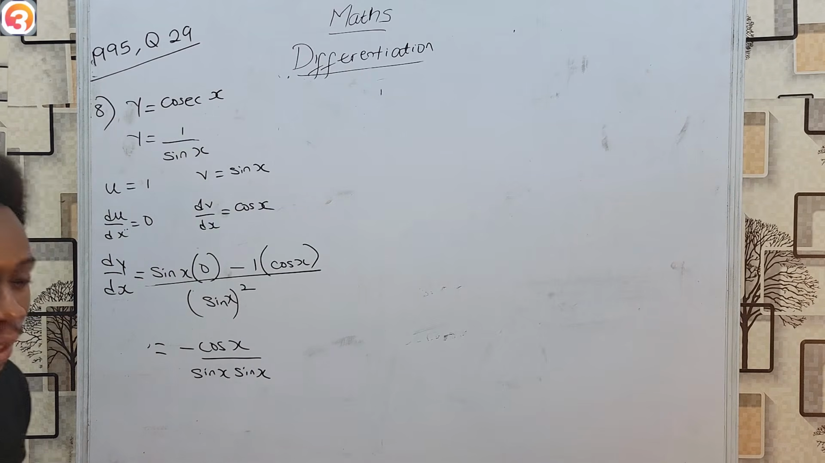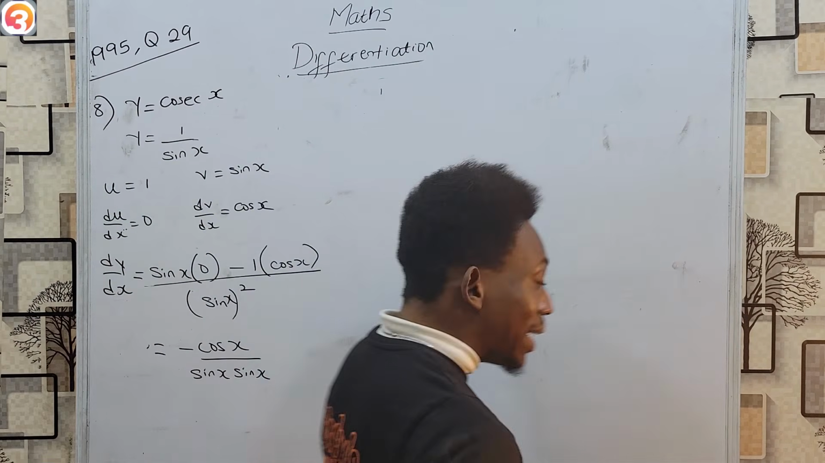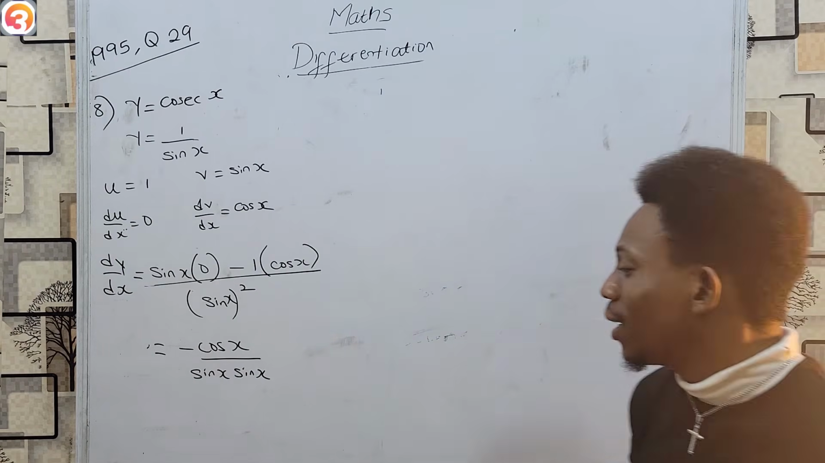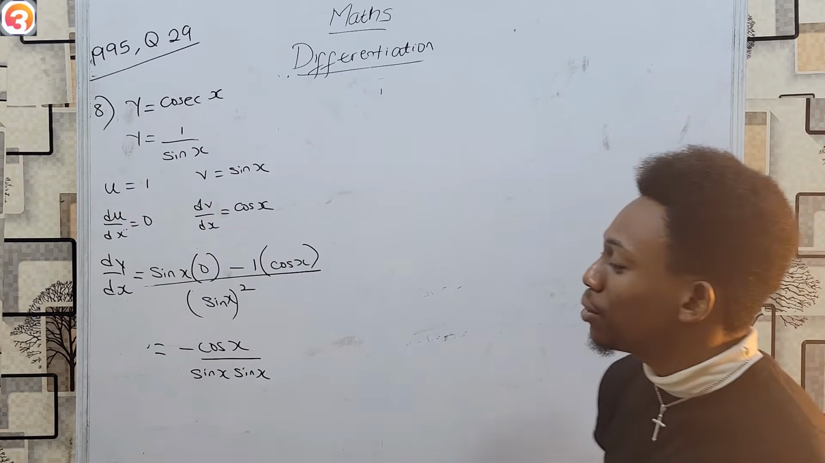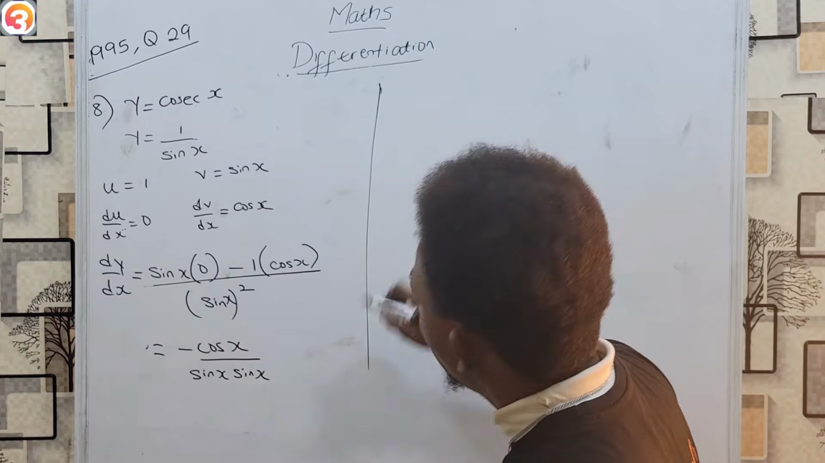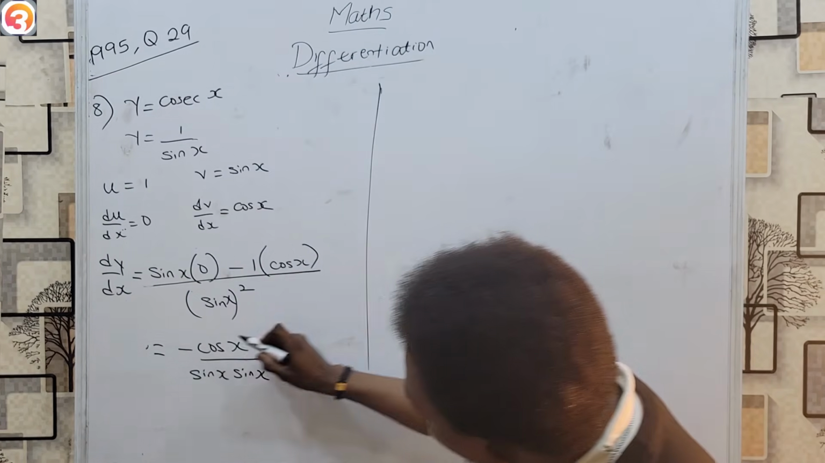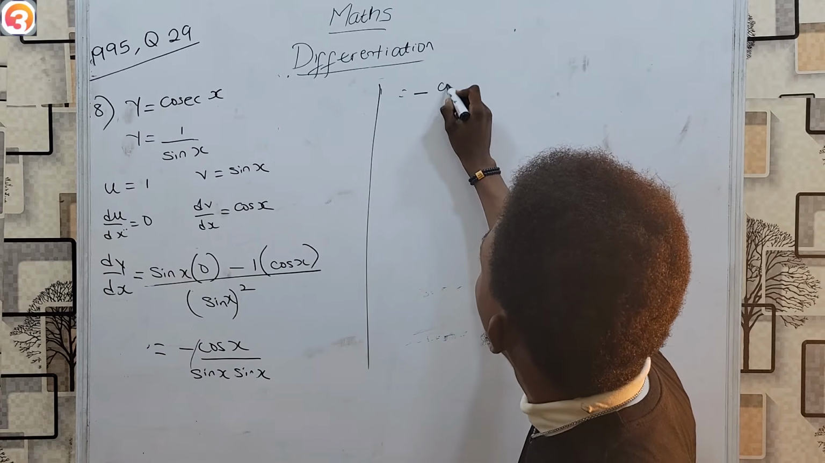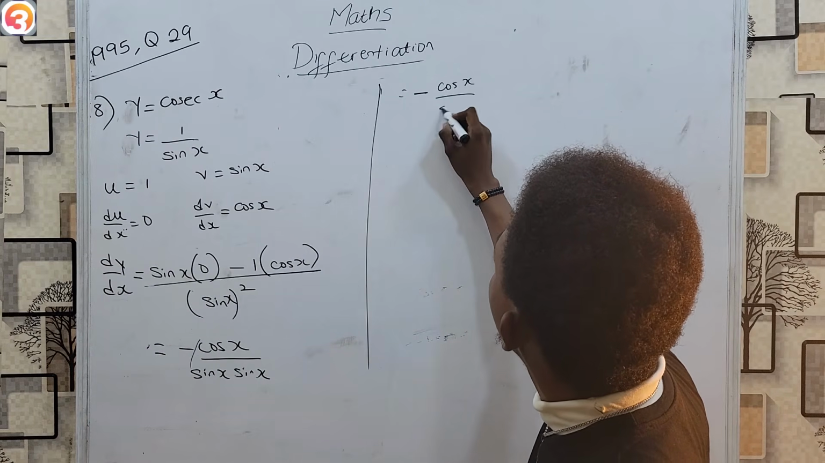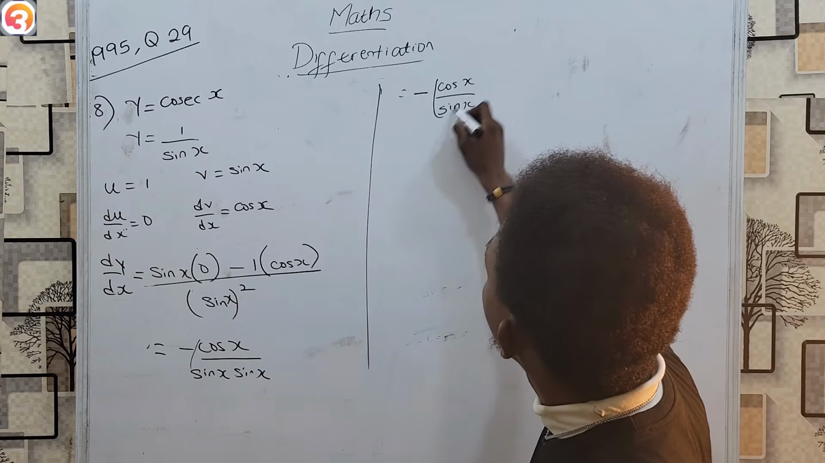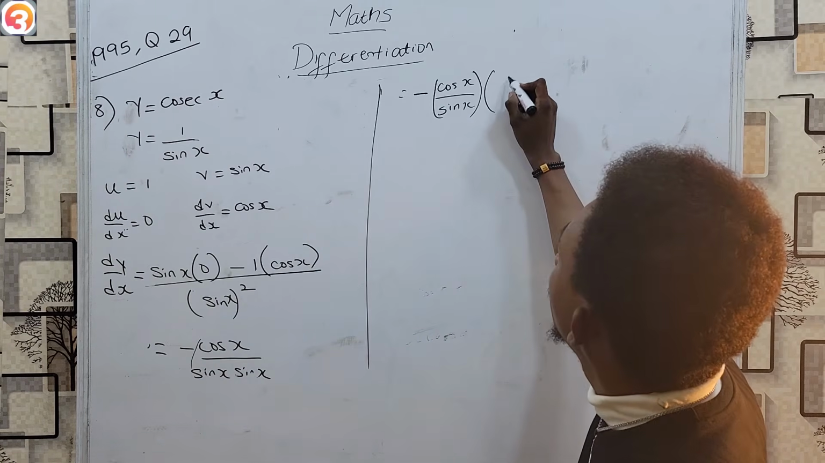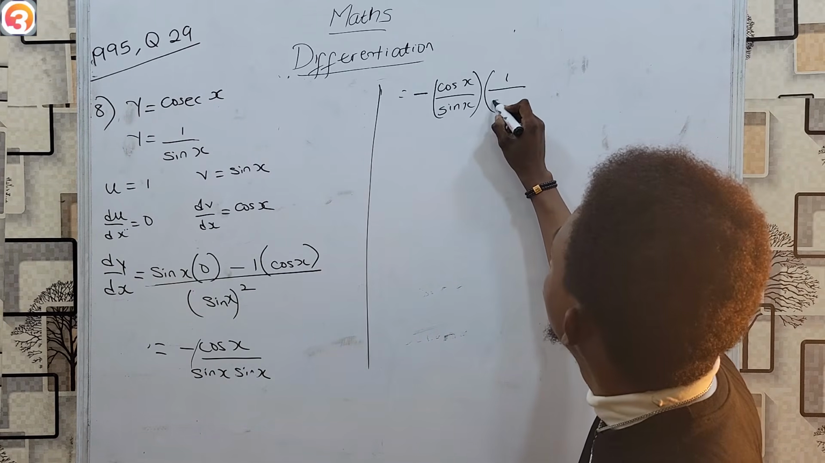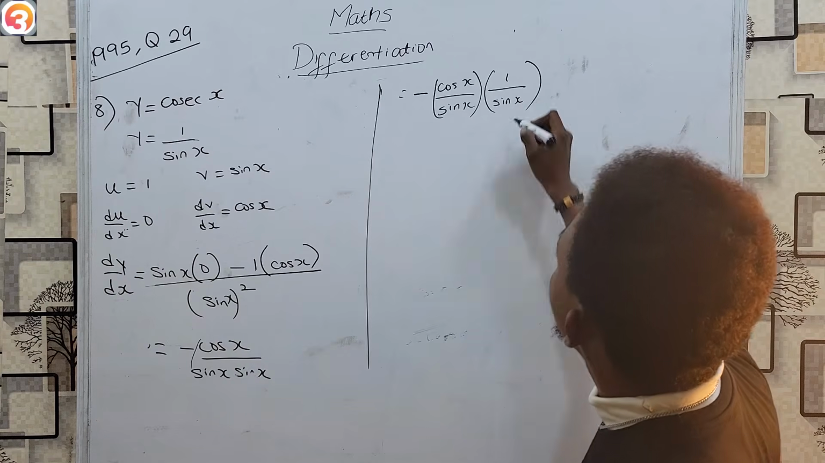or sine square x. Now, some of us will be saying, okay, again, this is not in my options. So what can I do? I'm going to ask myself, can I rearrange this? Well, recall your trigonometry. What if I separate these? That will give me minus cos x over sine x, and then there's nothing here, so this will be times 1 over sine x.